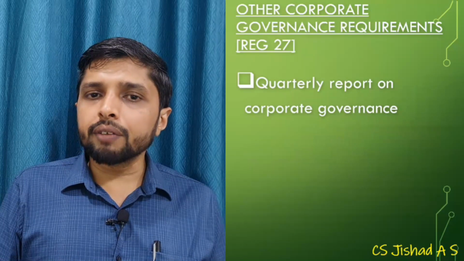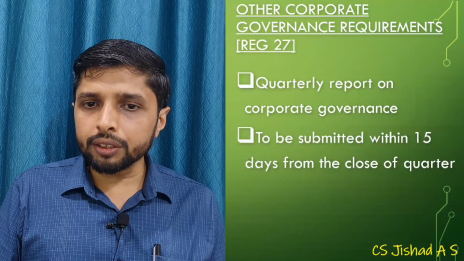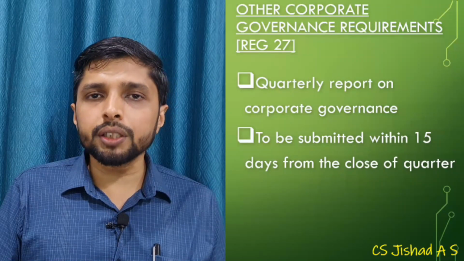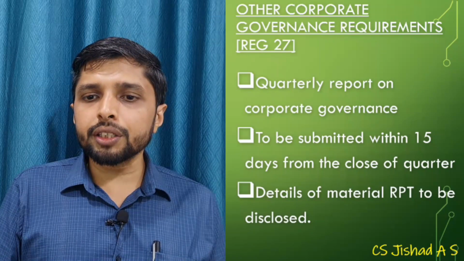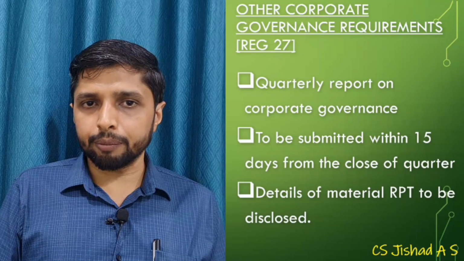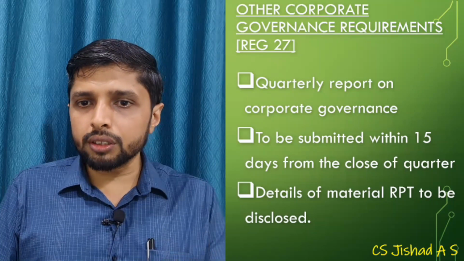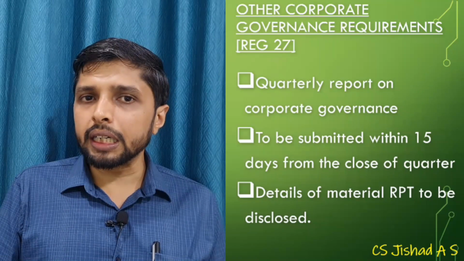Okay, then other corporate governance requirements. The listed entity will have to submit a quarterly report on corporate governance. This will have to be submitted within 15 days from the end of the quarter. Details of material related party transactions are to be disclosed in the statement. Okay, so this is also a quarterly compliance which will have to be complied with by a listed company. Okay. So now we will move to prior intimation to stock exchange related to board meeting.